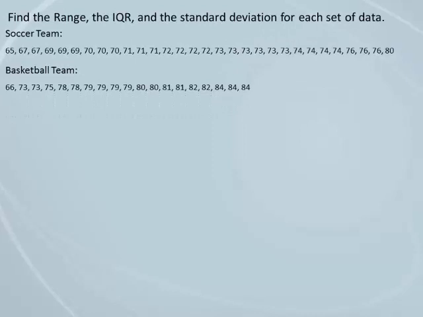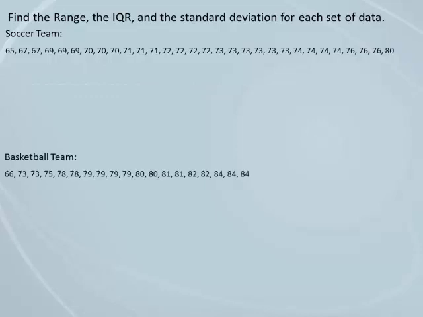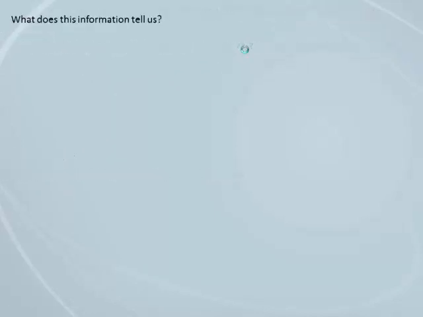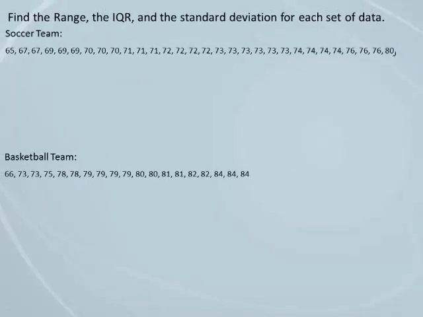Now we want to find the range, the IQR, which is the interquartile range, and the standard deviation for each set of data. Okay, so first we need to add our 85. We need to come in 15 from each side. Here's our median at 72. So that's our second quartile.